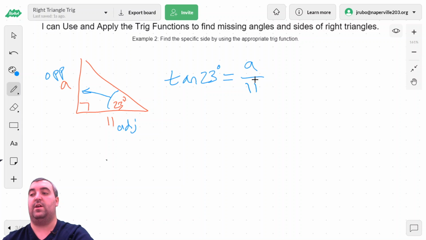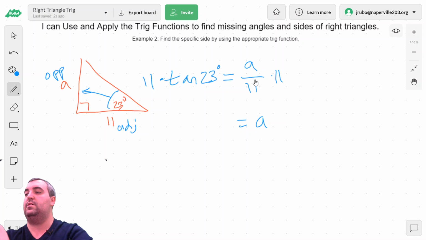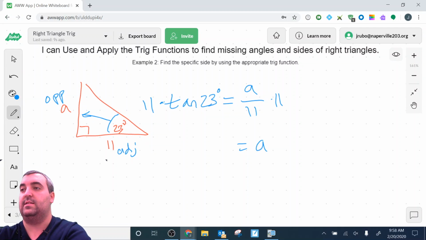So that would equal, it's always tangent of the angle, so tangent of 23 degrees, and then it would be A over 11, because that is the opposite over adjacent. Now we're trying to solve for A, so I would multiply both sides by 11. So I get A equals 11 times tan of 23. Now tan of 23, though, let me real quick get to my calculator so you guys can see it.